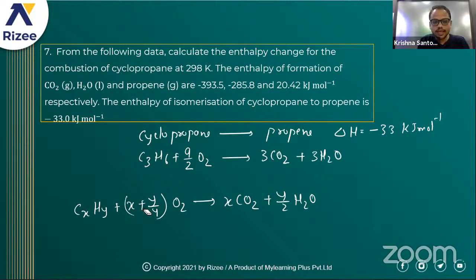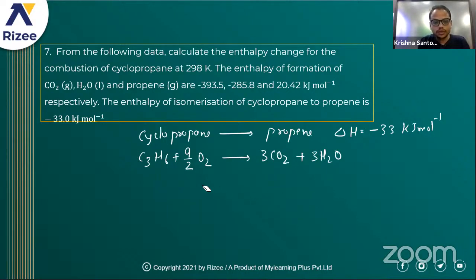So for this, the delta H value will be equal to, here 3 is there, and for CO2 and H2O the values are given as minus 393.5 and minus 285.8. So I can write minus of 3 into 393.5 plus 285.8. For O2 it is 0, because in the gaseous form the heat of formation of O2 will be 0.